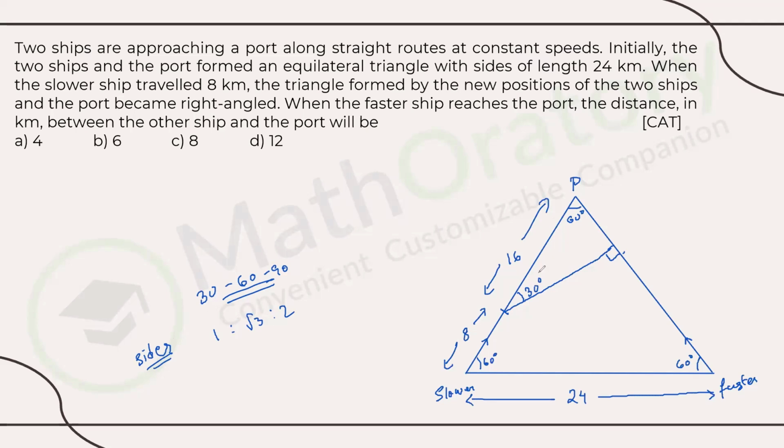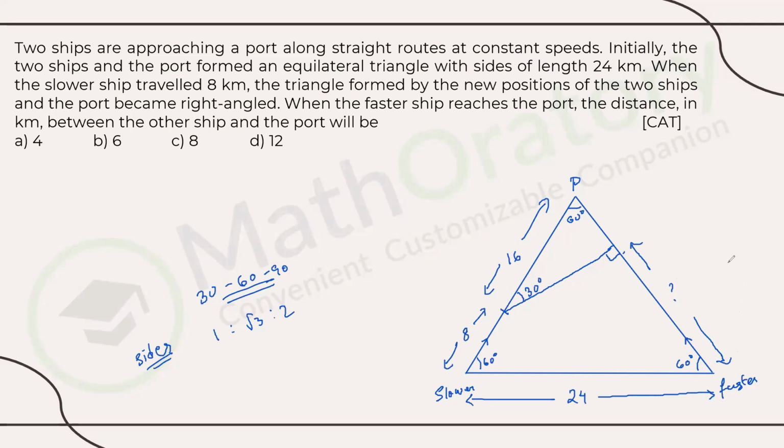So you have 30 degree here, 60 degree here, 90 degree here, which is known to us. This 16 is opposite to 90 degree. Now, what is the objective of the question? When the faster ship reaches the port, the distance between the other ship and the port. So basically, how much has the faster ship traveled up to this point? That is something we have to figure out, and that is this distance. So this is our main concern here.